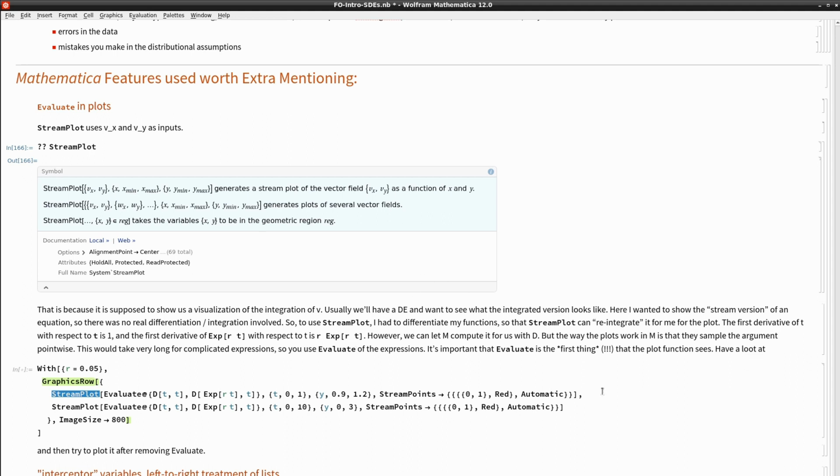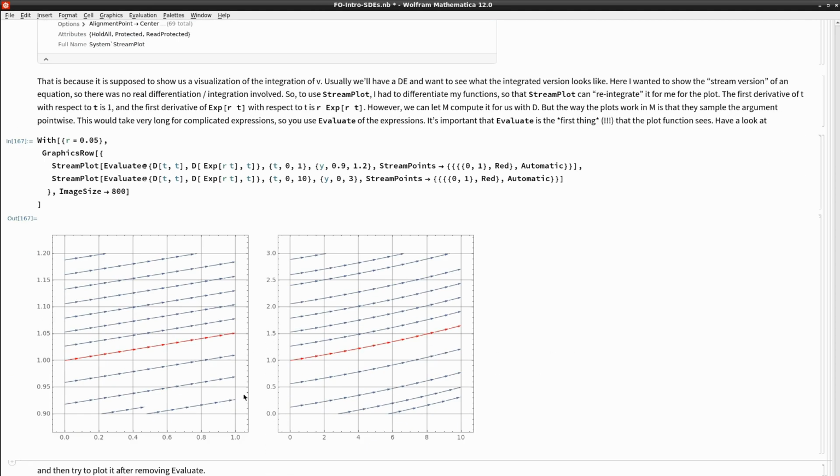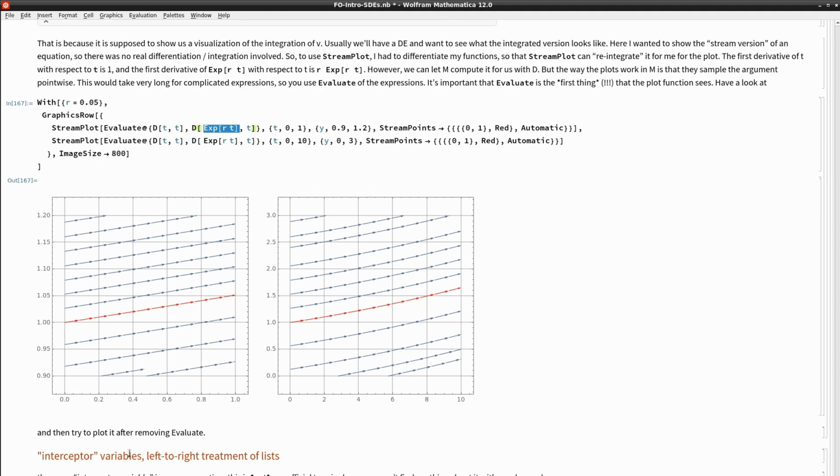All right, have a look at this plot again, which is the plot that we had at the beginning. You see these stream plots here. And note that I differentiated t with respect to t because I just want t on the x-axis, and I differentiated the exponential function of r times t. And now try plotting it after removing Evaluate.